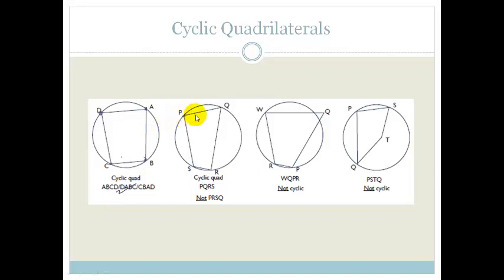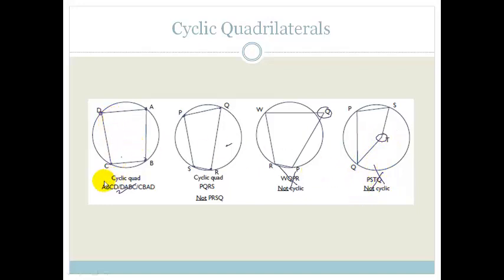This one here, 1, 2, 3, 4, yep, that's a cyclic quad. This one you can see Q does not touch the circle, therefore that's not a cyclic quad. And here you can see that T does not touch the circle, therefore that's not a cyclic quad.